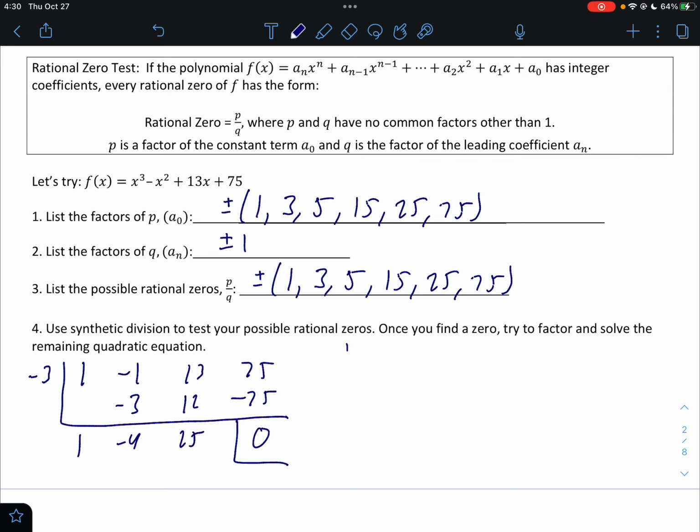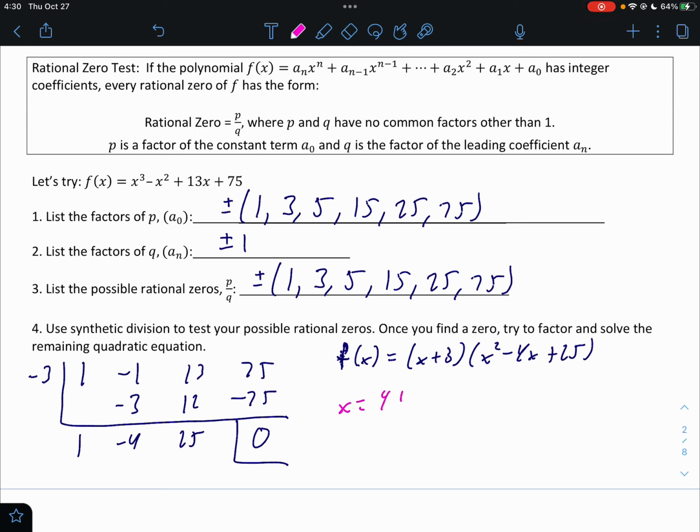So now I could rewrite f of x as x plus 3 times x squared minus 4x plus 25. So I know that one answer is negative 3. What about from here? What are my answers? That's when we could try to factor it, which this is not going to factor, which means we either have to use completing the square or we can use the quadratic formula. Just for fun here, let's use the quadratic formula.